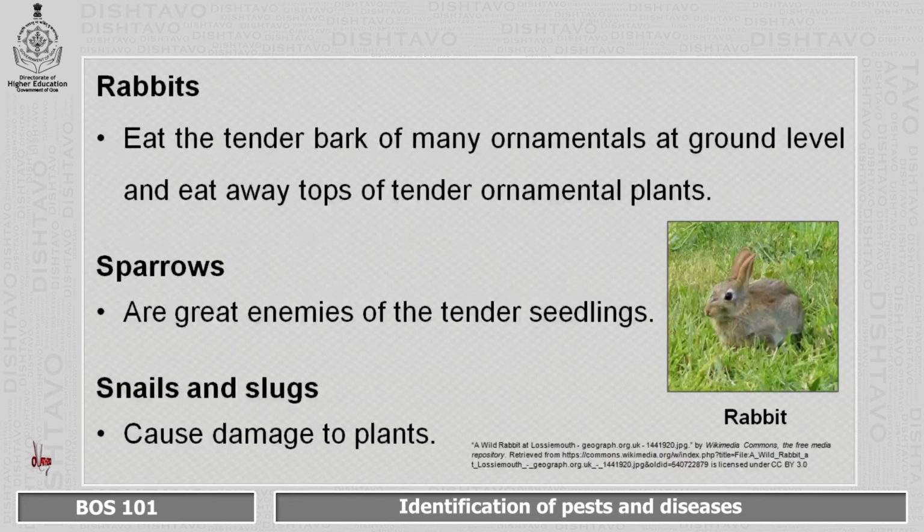Rabbits. Rabbits eat the tender bark of many ornamentals at ground level and eat away the tops of tender ornamental plants. We can see a rabbit in this image. Sparrows are great enemies of tender seedlings. Snails and slugs cause damage to plants.